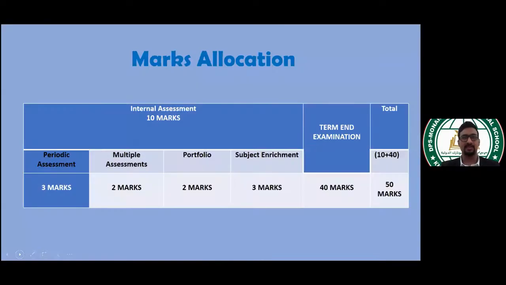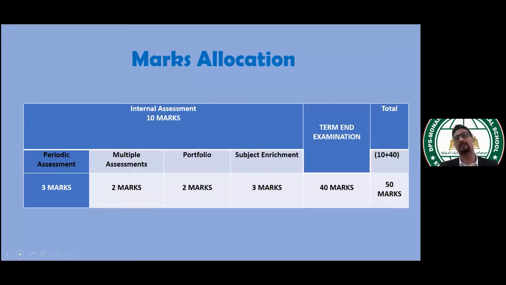Moving on to the mark allocation. The internal assessment, as I said, is for 10 marks, and of the 4 components, periodic assessment carries 3 marks, multiple assessment carries 2 marks, portfolio carries 2 marks, and subject enrichment activities and projects carries 3 marks. So that sums up to 10 marks.